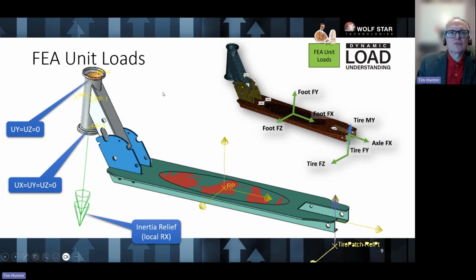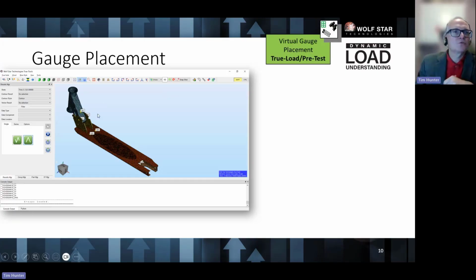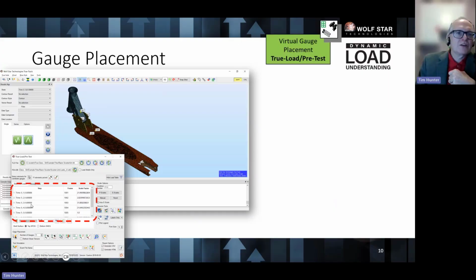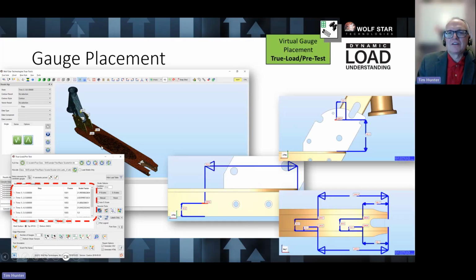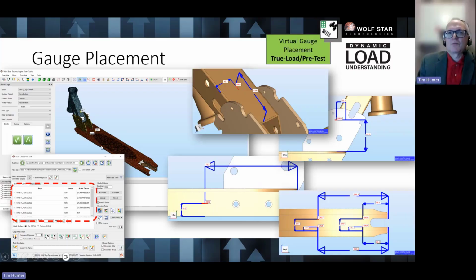Then we go into the TrueLoad pretest software. Here we load it up, and the software loads all of our unit load cases. Once we've got these loaded up, it tells us where to place the strain gauges. Then we've got tools to do nice little dimensioning to show you how to place the gauges on the physical part, because you need to place the strain gauges in approximately the right physical location. This is all part of coming up with the gauge placement, generating the correlation matrix, and getting ready to go into test.